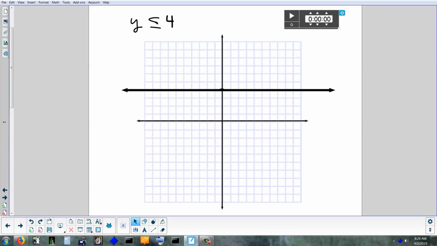Perfect. Now, one more thing. Shade below. I give you half credit for that. How do you know to shade below? It says it right here in my chart. It says it on your chart. Well, that's a good place to look for it. Anytime it's a less than, shade below.